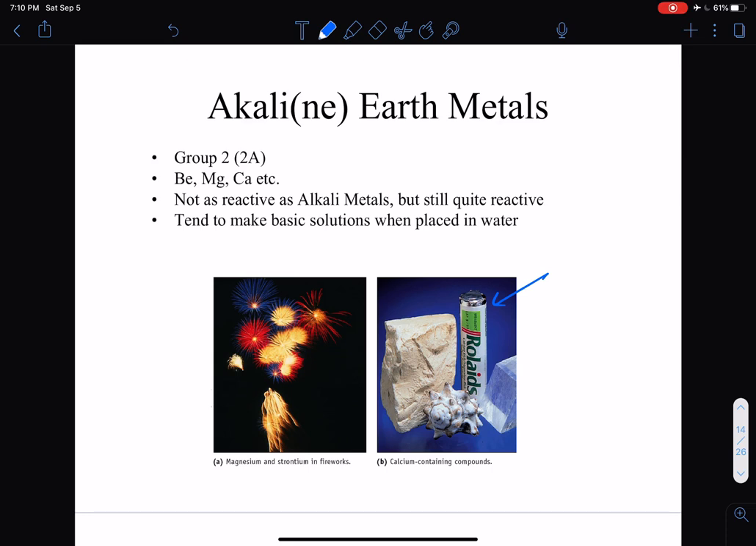Now, if we look over here, we can see that we've got our alkali earth metal calcium in Rolaids there. And why would we want that? Well, right here, it says that they tend to make basic solutions when dissolved in water. So if you've got heartburn, and that's caused by acid in your stomach, if you put some base in there, the acid and base will do what? They'll neutralize.